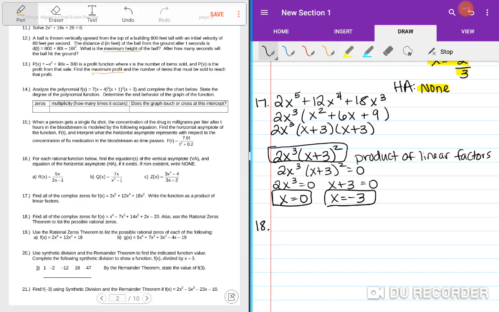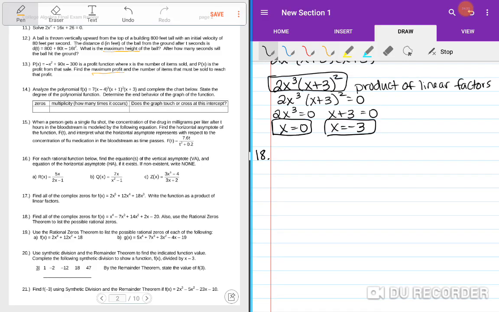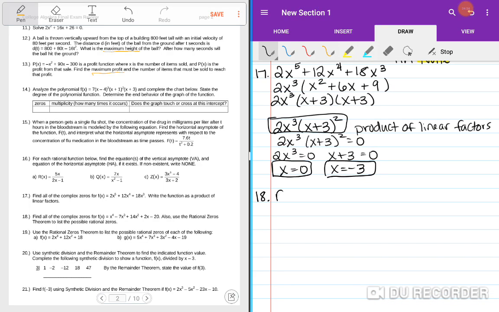Find all of the complex zeros. Also use the rational zero theorem to list the possible rational zeros. Let's see here. f of x equals x to the 4th minus 7x cubed plus 14x squared plus 2x minus 20. All right.